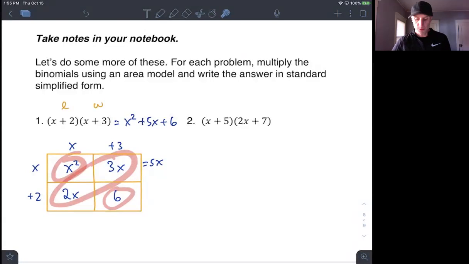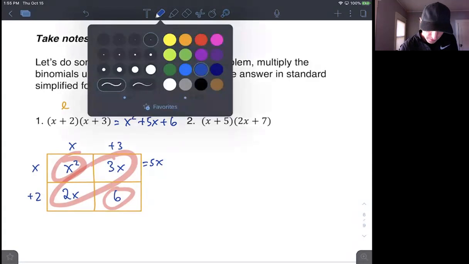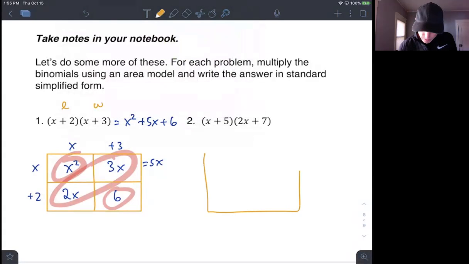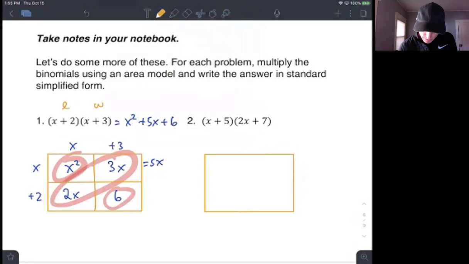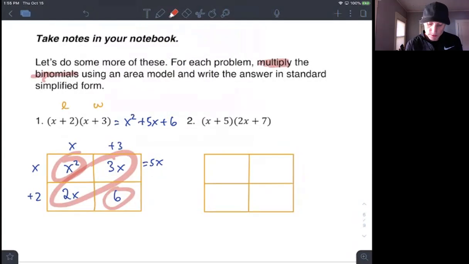Okay, let's do number 2. Basically, I'm going to make a rectangle again. Divide it into 4 sections. There are other ways to do this too. If you look up multiplying binomials on YouTube, you're going to find tons and tons of people explaining this to you. This is a classic thing in algebra class.